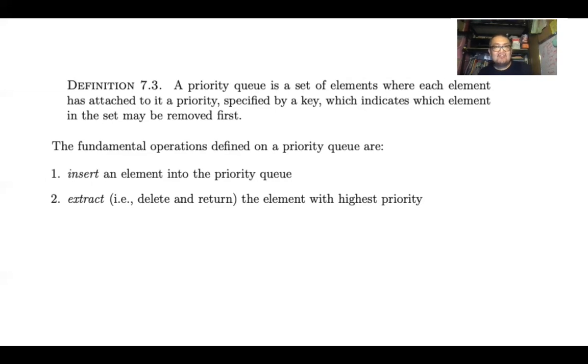In a normal queue, the priority property is the time. In a priority queue, it's more general, so we can attach a key to an element, and that key will serve as the priority of the element. When we do insert, we put elements in the priority queue, and when we do extract, it will return and delete the element with the highest priority. So that's the difference between a priority queue and a queue.